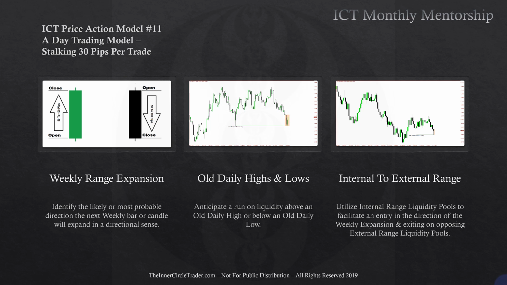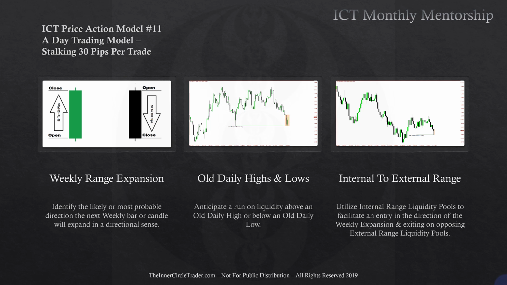So we're going to be utilizing internal range liquidity pools, that is like a fair value gap, a void, a BISI, SIBI, something of that nature, where you get a single pass through on price, higher or lower. It'll look to rebalance that. And we're going to be using that to facilitate an entry in the direction of the weekly expansion and looking to exit on an opposing external range liquidity pool.